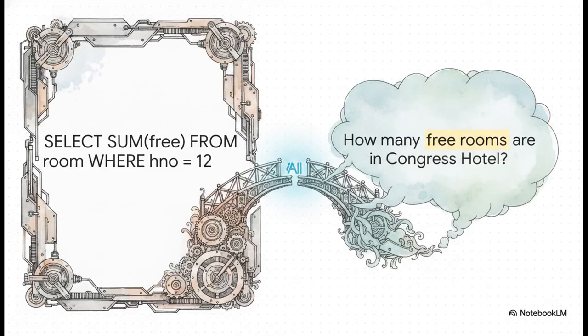Just think about the stark contrast between the old way and the new way. Traditionally, to find out something as basic as how many rooms are available, you have to write rigid SQL. You have to know the exact table names, the obscure column abbreviations like H and O, and the mathematical functions to run. But contrast that with natural human intent, simply asking, how many free rooms are there in Congress Hotel? It's clear, it's direct, and it requires zero technical training. Bridging the gap between rigid database syntax and natural human language is exactly what generative AI does best.